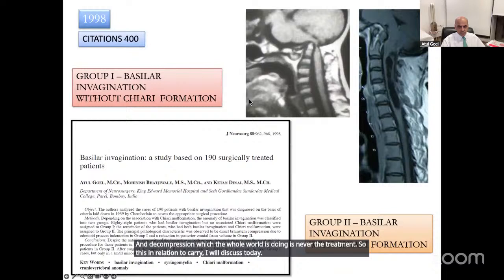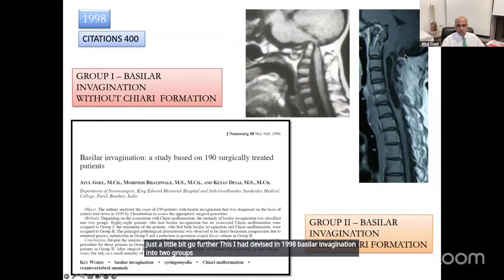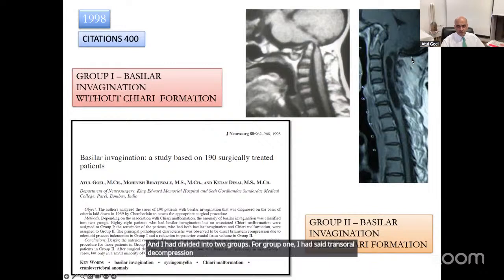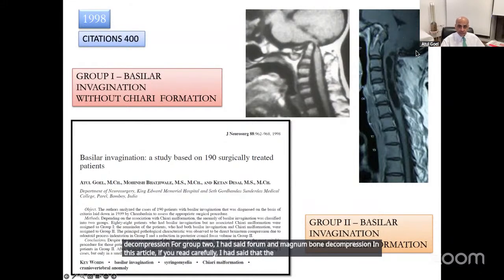Just to introduce the subject again, which I had talked about last time, just to go a little bit further, in 1998 I had divided basilar invagination into two groups. One, odontoid goes up, and one, Chiari, one tonsil coming down, or Chiari malformation. For group 1, I had said transoral decompression. For group 2, I had said foramen magnum bone decompression. In this article, if you read carefully, I had said that the posterior fossa is tight. So this tight concept was introduced in this article.